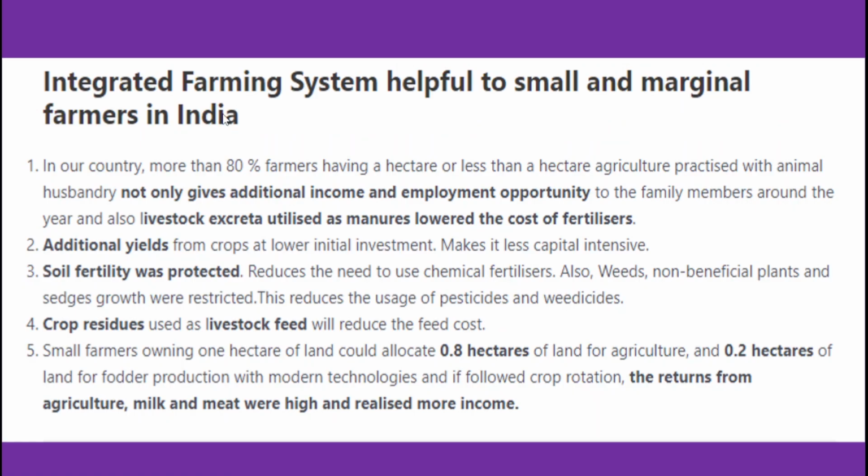Now in this context, how is the integrated farming system helpful to small and marginal farmers in India? In our country, more than 80% of our farmers have a hectare or less than a hectare of land, and practice agriculture with animal husbandry. So this not only gives additional income to these farmers, it is also an avenue for employment creation for the family members.